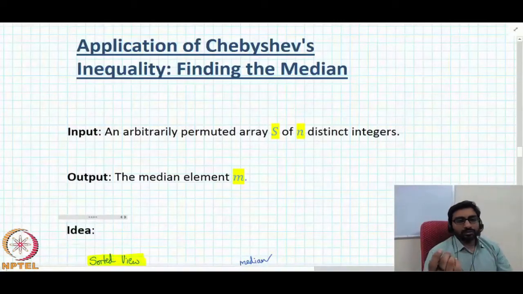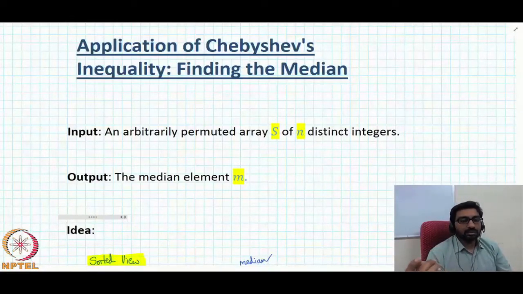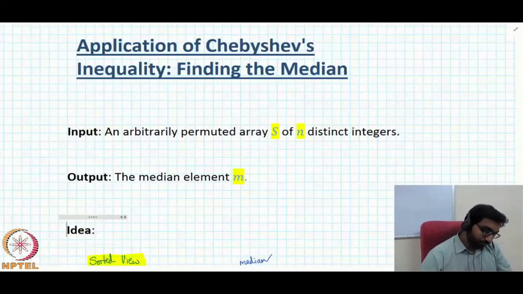And those of you who have taken a basic algorithms course might recall that there is an O of n time algorithm to find the median, and that runs in deterministic O of n time and is always correct. However, the advantage of this algorithm is that it's simple to implement and also serves to illustrate Chebyshev's inequality. So from that point of view, we're going to study this problem.